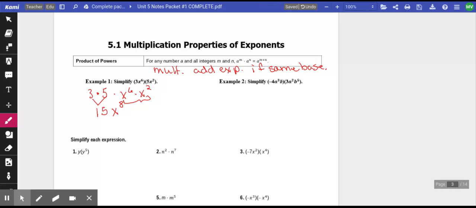For the second one, again, I'm going to rearrange and group things that are the same together. So I'm going to do negative 4 times 3, a cubed times a squared, and b times b to the 5th. So negative 4 times 3, that's negative 12. A cubed times a squared, I keep the base of a, add the exponents. 3 plus 2 is 5. B, I keep the base of b. When there's a variable by itself with no exponent, that's a 1. So that's b to the 6th.